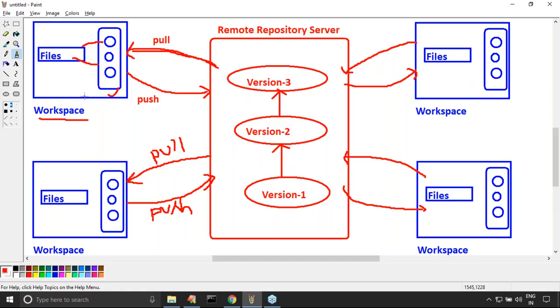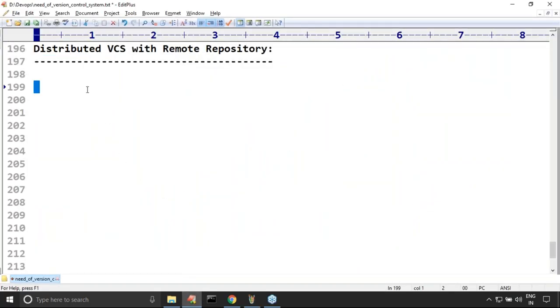No, I can't use the word yes. No, no, no. It is not centralized. It is not a centralized version control system. What is the reason for that? Just observe that. Remote repository, very, very important, versus centralized repository. There are n number of differences.